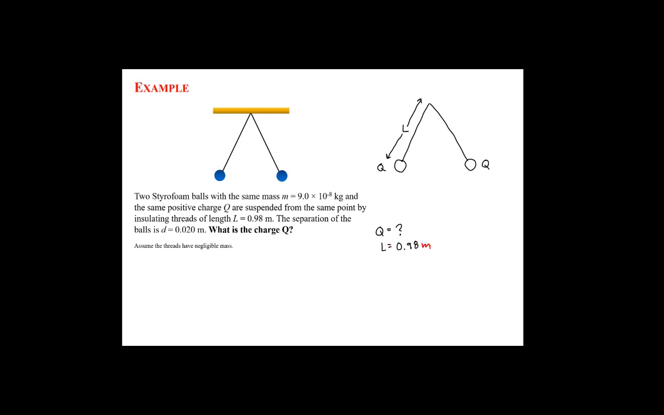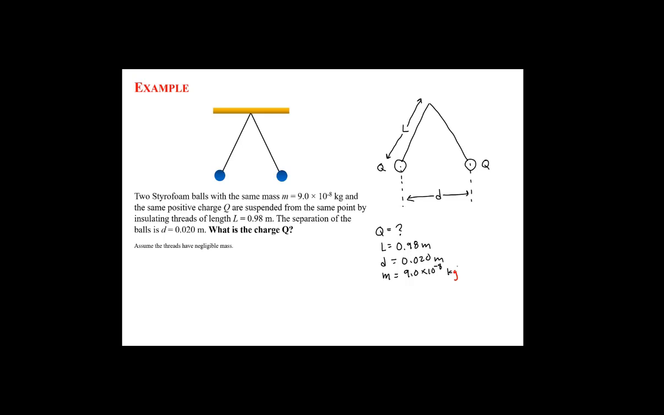0.98 meters. We do know the separation distance between the two spheres. So that separation distance is d. This is grossly exaggerated and definitely not to scale. d is equal to 0.020 meters. We know each ball has a mass of m equals 9.0 times 10 to the minus 8 kilograms. Using this information, again, we have to solve for q.